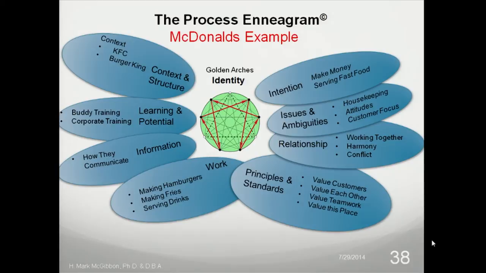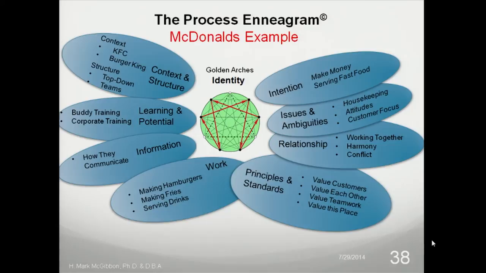And who's our competition externally? That's the context. Well, KFC and Burger King. Do we want to beat them if we're McDonald's? Absolutely. So how do we do that? We do all these things around the process enneagram that we professed. And then the structure internally, we're top-down driven. We have a manager, and then we have teams. Notice I didn't say individuals, it's teams.